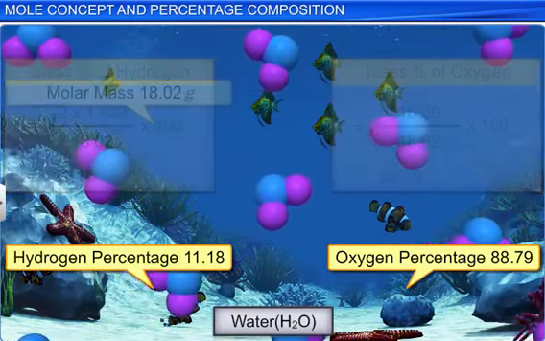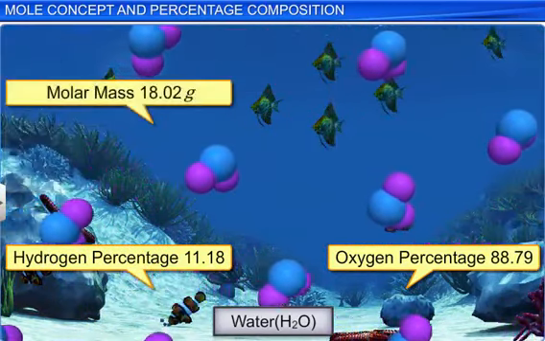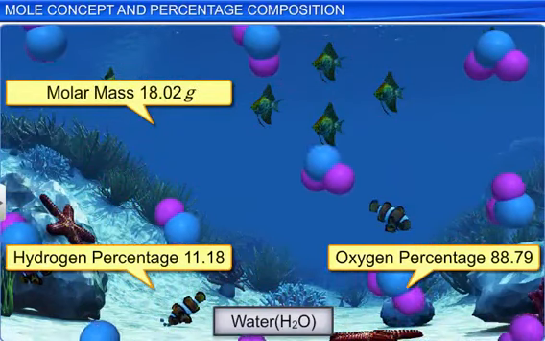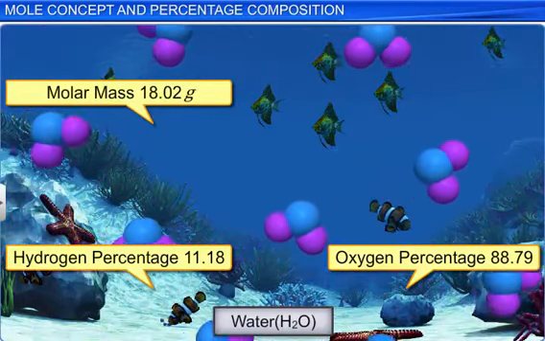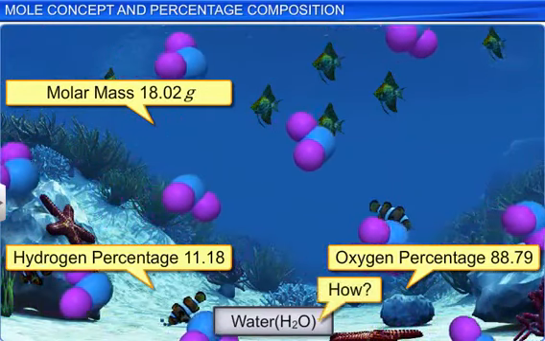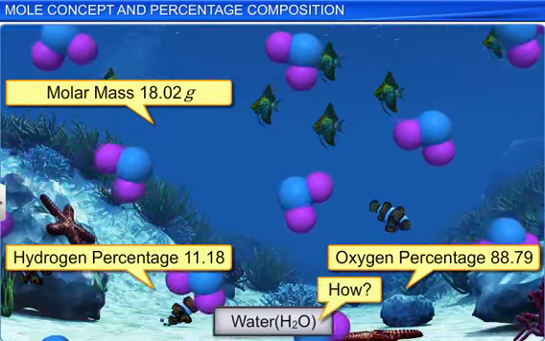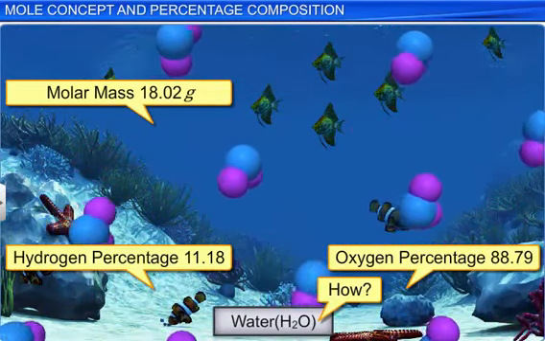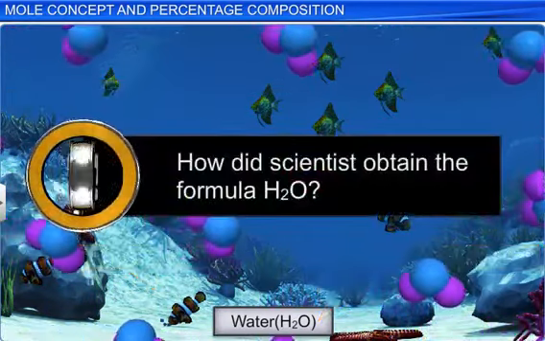Molar mass and percentage composition helps us understand the quantitative data associated with a chemical compound. But how does one arrive at the chemical formula of a compound? In other words, how did scientists obtain the formula H2O?